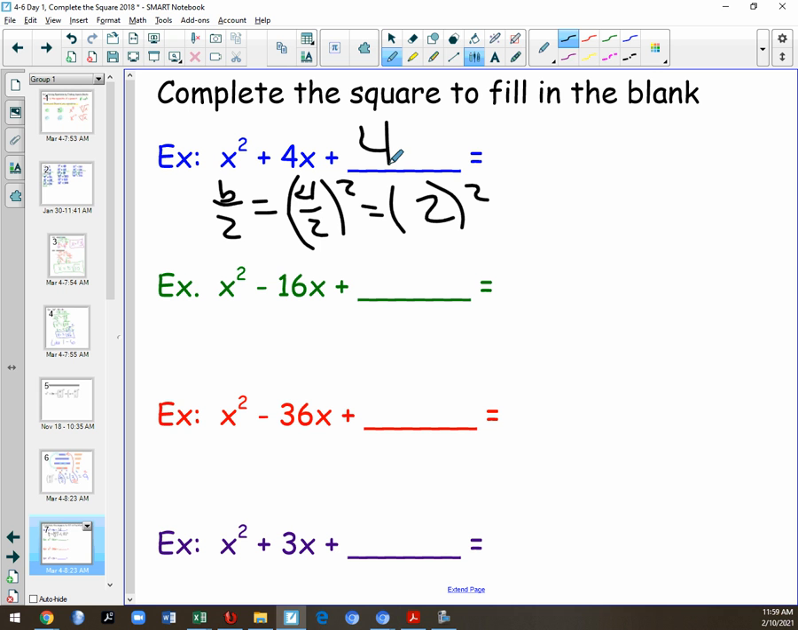That's what goes there. But this is actually equal to x, take this middle sign right here, plus take this value right here, 2, quantity squared.